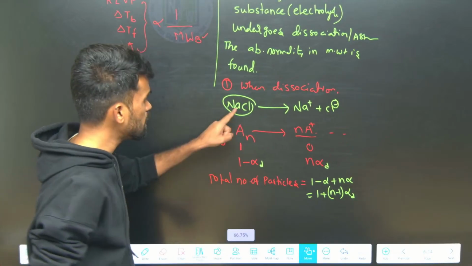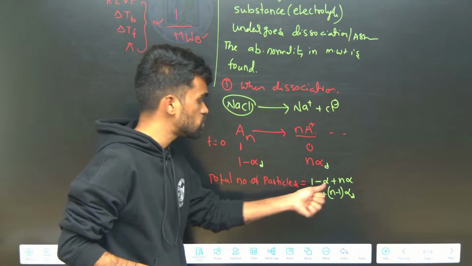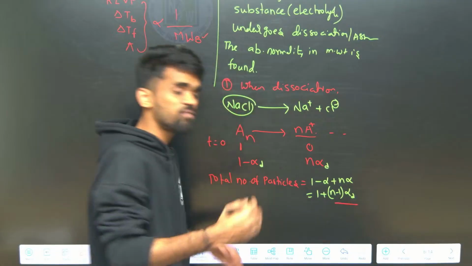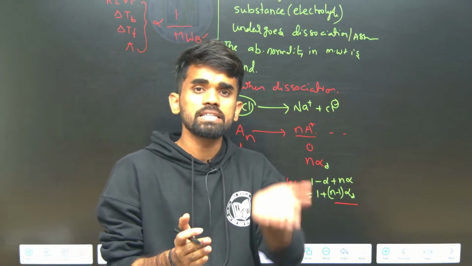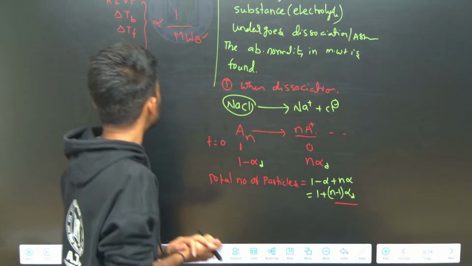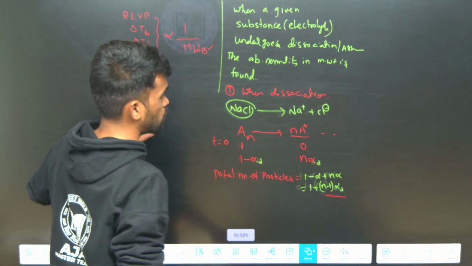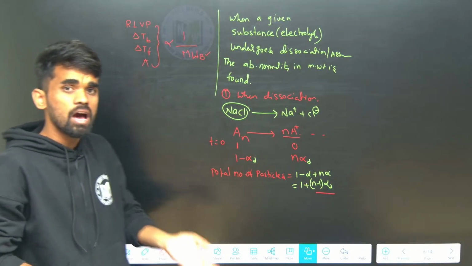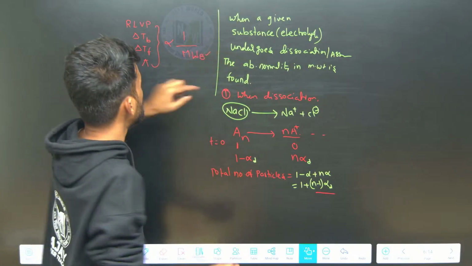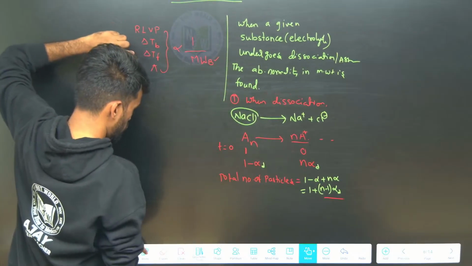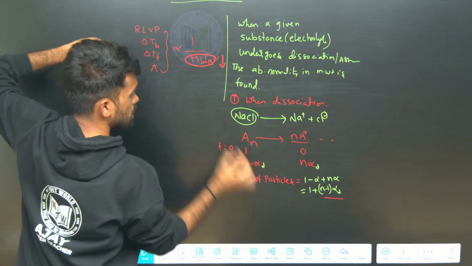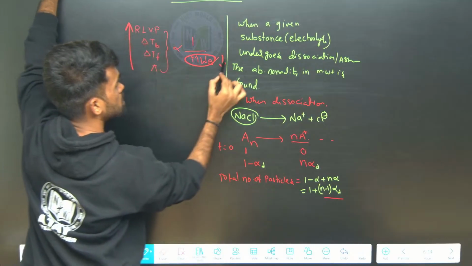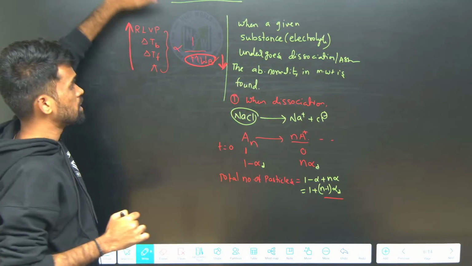Initially we have only one particle, but after dissociation we get 1 plus some extra particles. It means after dissociation the number of particles increases. If the number of particles increases, colligative property values also increase. It means the values of RLVP, delta TB, delta TF, and pi also increase. If these increase, the observed molecular weight from these colligative properties will decrease. Since the particles are increasing, all these terms increase, therefore the molecular weight calculated using this colligative property decreases.